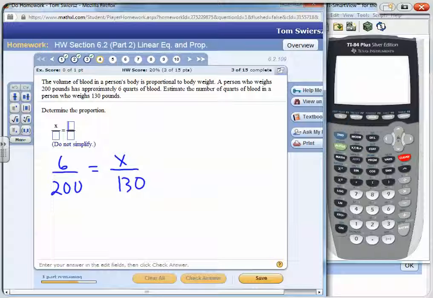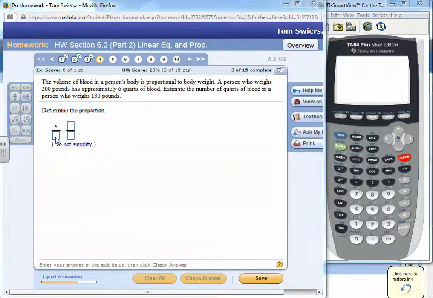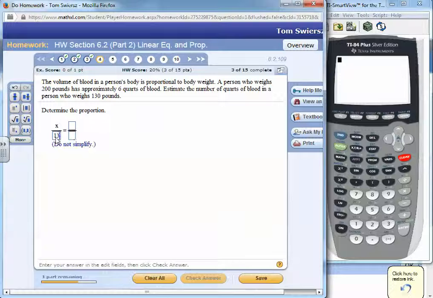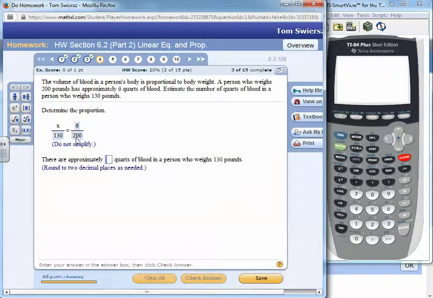So quarts over weight. The unknown quarts for the weight of 130, and we know 6 quarts for 200. So those would be the numbers we would have to put in to set up our proportion correctly. So X is over 130, and then the quarts is 6 for a person weighing 200. Okay, so now approximately how many quarts of blood are in a person that weighs 130?